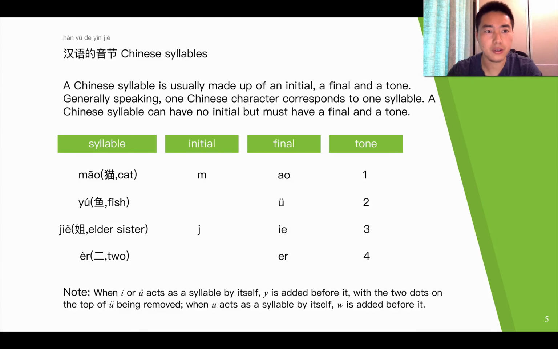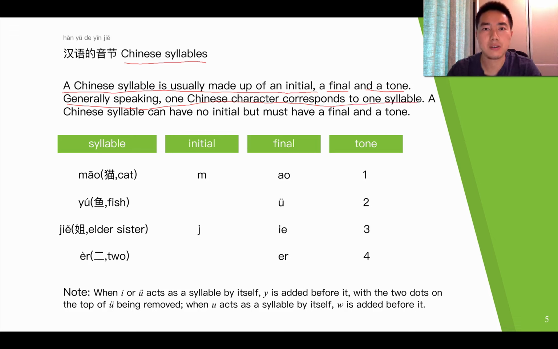Okay, now we're going to talk about the Chinese syllables. What is a Chinese syllable? Actually, that is how we're going to pronounce a Chinese character. So, a Chinese syllable is usually made up of an initial, a final, and a tone. So it consists of three parts, right? Generally speaking, one Chinese character corresponds to one syllable.